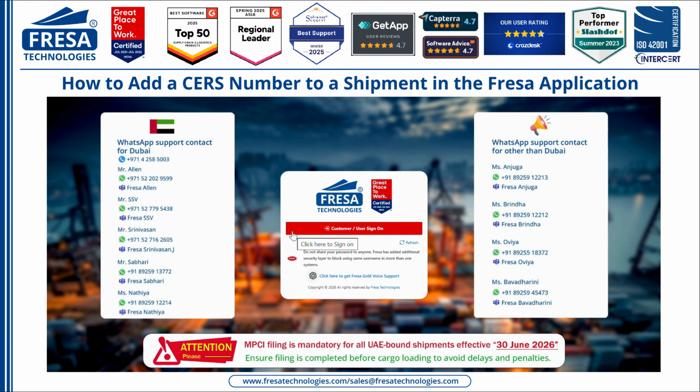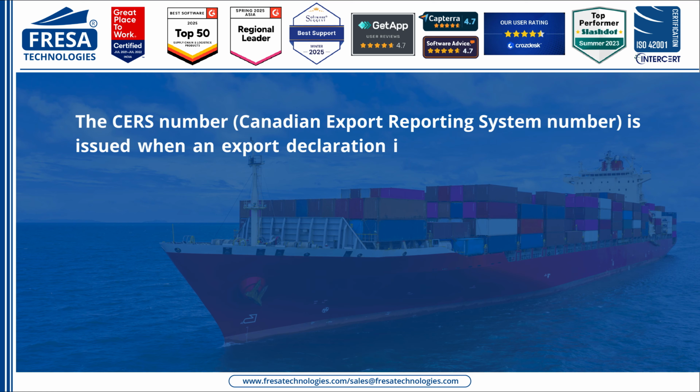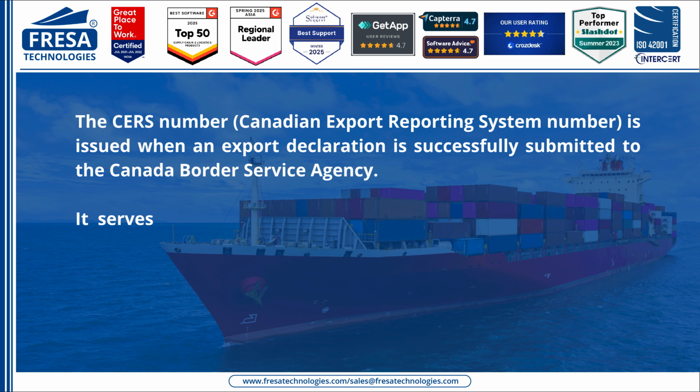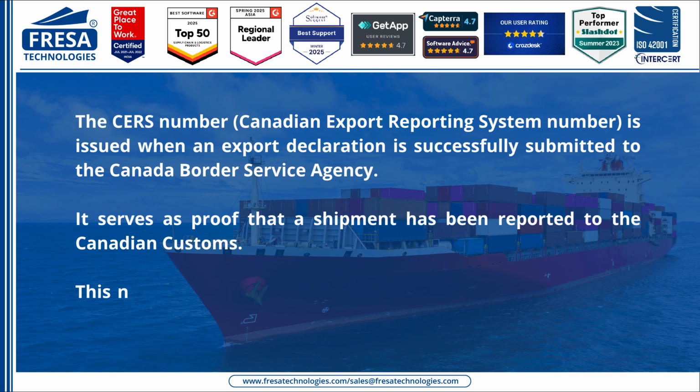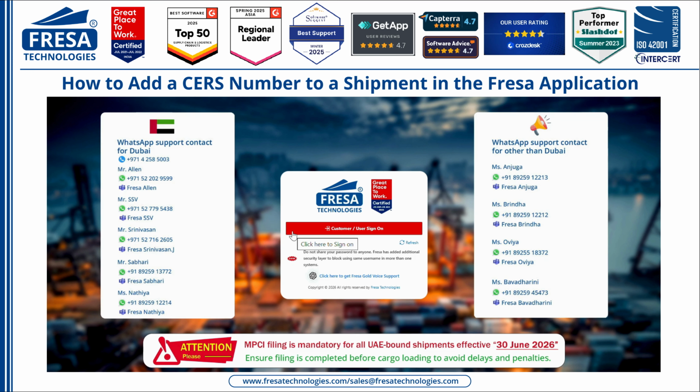In this video, we are going to see how to add a CERS number to a shipment in the Fresa application. The CERS number, Canadian Export Reporting System number, is issued when an export declaration is successfully submitted to the Canada Border Service Agency. It serves as proof that a shipment has been reported to the Canadian Customs. This number is required by freight forwarders, carriers, and shipping lines before the shipment departs from Canada.